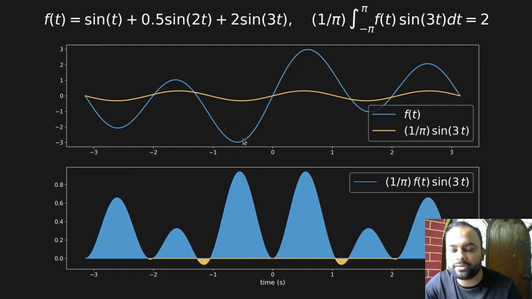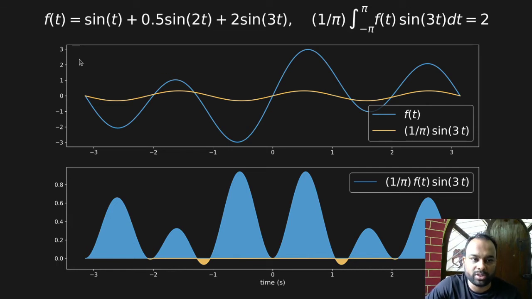In a similar fashion, say now we have a slightly more composite signal. This signal has 3 components in it: a 1 radian per second component with an amplitude of 1, a 2 radian per second component with an amplitude of half, and a 3 radian per second component with an amplitude of 2. And I want to see what is the amplitude of the 3 radian per second component in it.